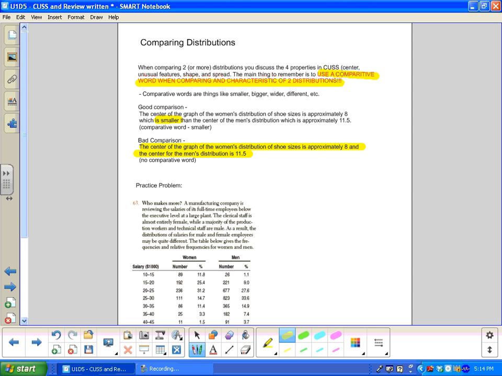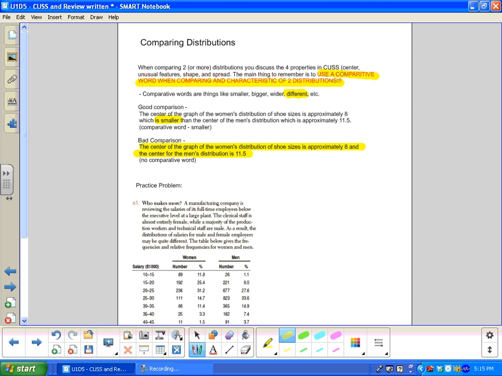You can't really use a comparative word for shape because it's not going to be bigger, smaller, or wider, but you can use this word different that I have right there. So this shape is skewed left, which is different from the other distribution, which is approximately symmetric, or however it looks. I'm not sure.